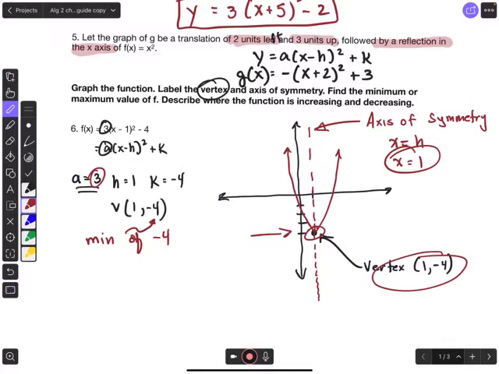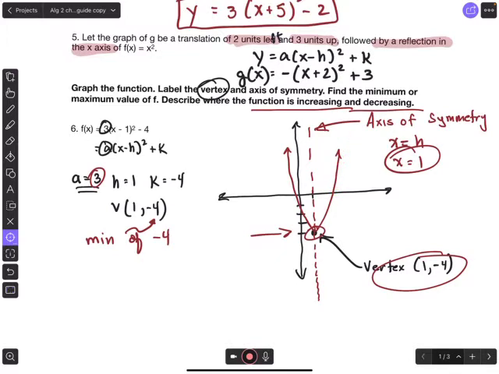Describe where the function is increasing or decreasing. Always read this from left to right. In other words, as you follow this function going from the left-hand side, and you pick up the function. So here we go. What's the function doing? What's the y value doing? It's getting lower and lower until it hits that minimum value of -4. Then the function starts going higher and higher.